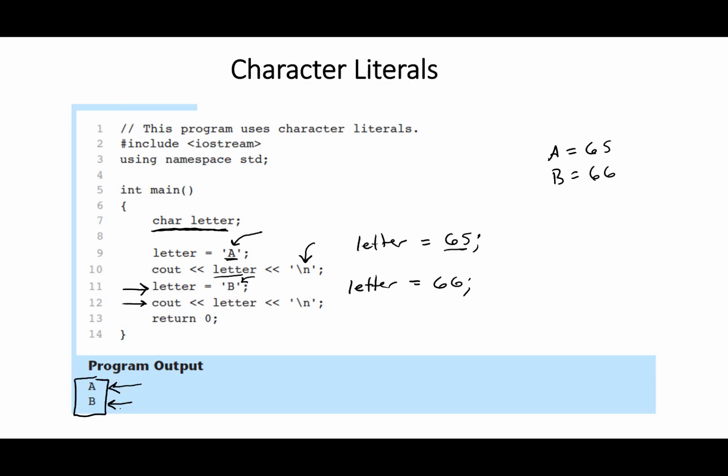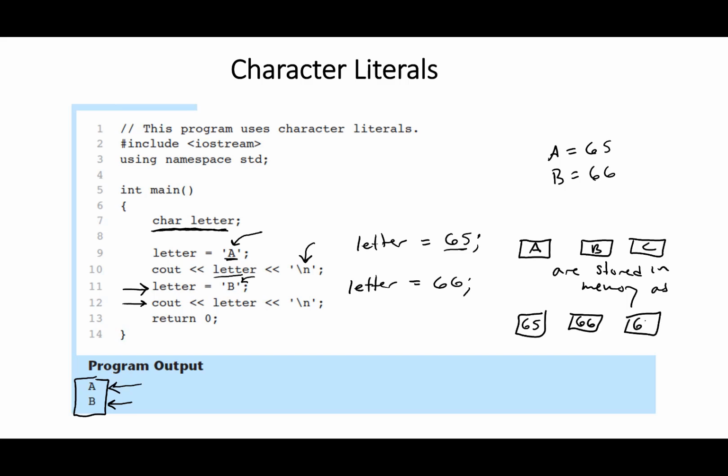And the reason why is because these, so let's say we have A, B, and C. Right here we just have A and B, but let's say we have C too. These are stored in memory as 65, 66, and 67.